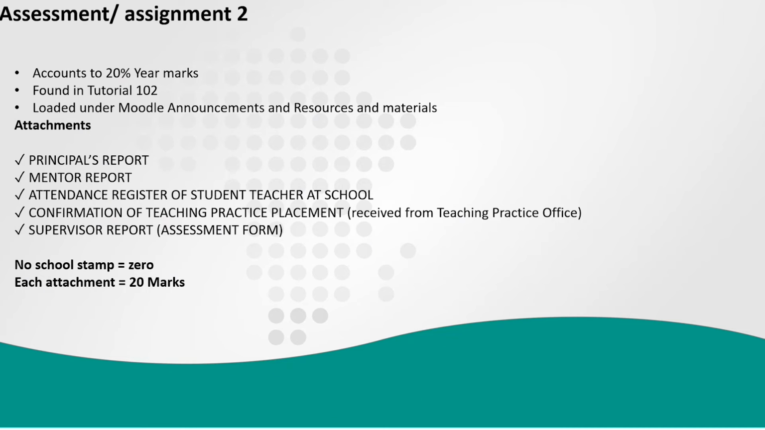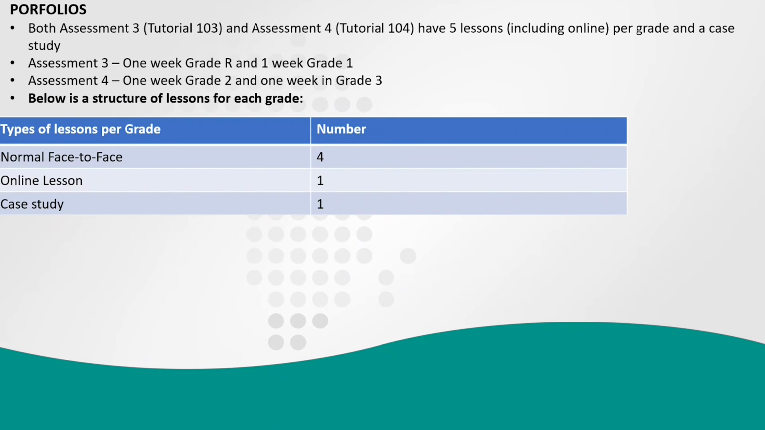And each attachment under assessment 2 is 20 marks. You find a person only having submitted a principal's report and a mentor report, they get 40%. They say, I don't understand, I worked very hard. If the word "work very hard" was a person, it would be such an abused person. Everybody says, I worked very hard, I don't understand why I got 40%. But you've got only 2 attachments. Each attachment has got 20 marks. I hope it's clear.